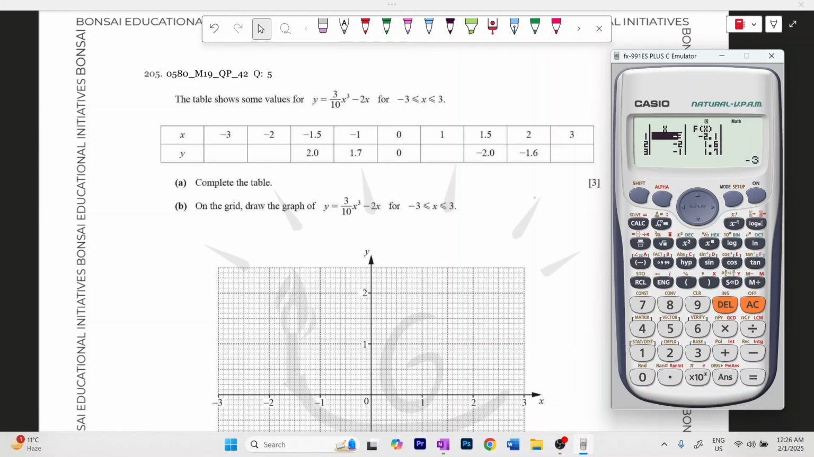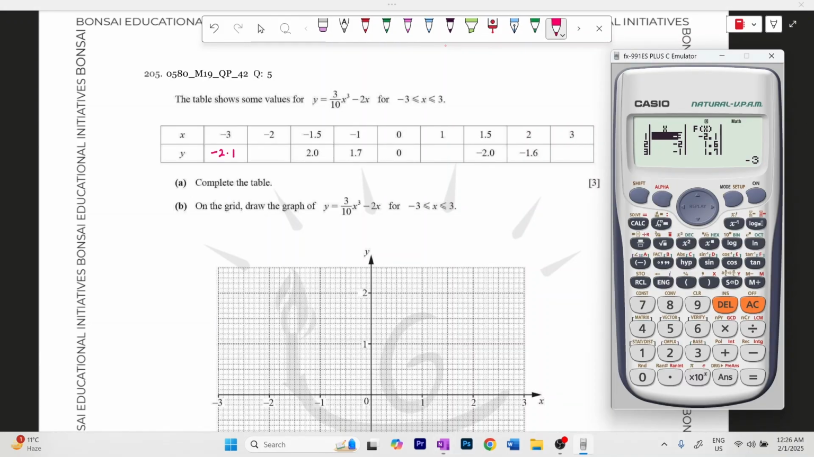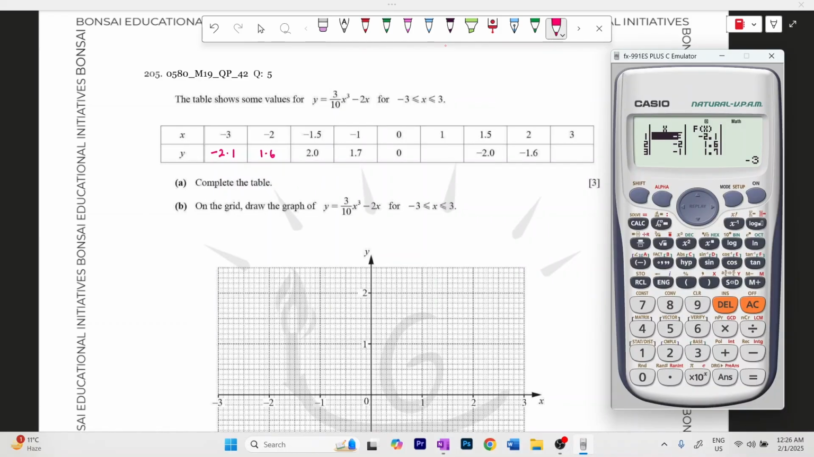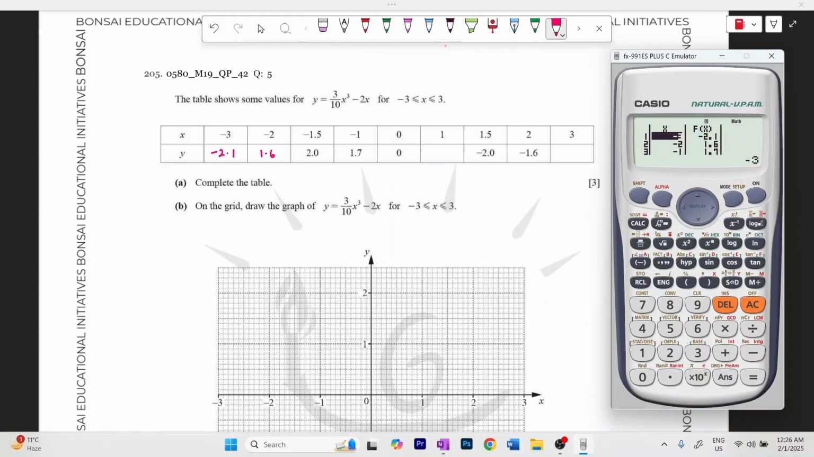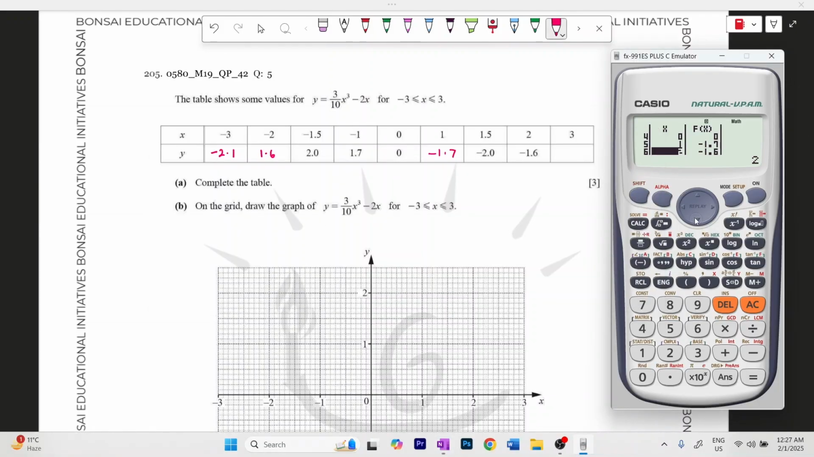At minus 3 we are having minus 2.1. At minus 2 we are having 1.6. At minus 1 it is 1.7, so hence we can verify also. And at 0 it is 0. Let us see further. We have to press this down button. At 0 we are having 0, this is tallying, and at 1 we are having minus 1.7. Fair enough. And let us move further.